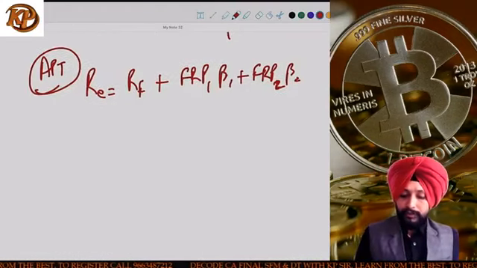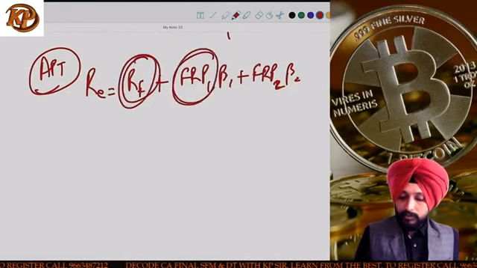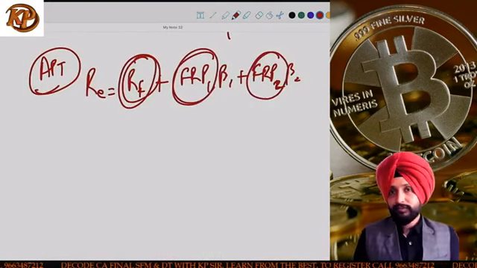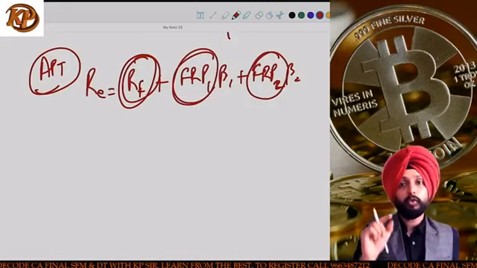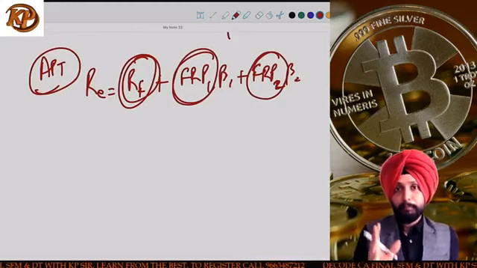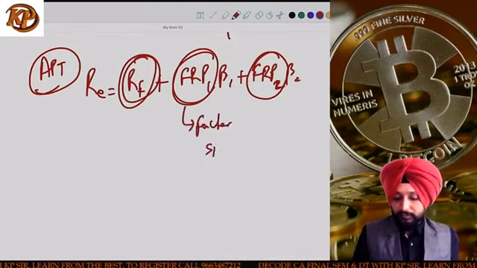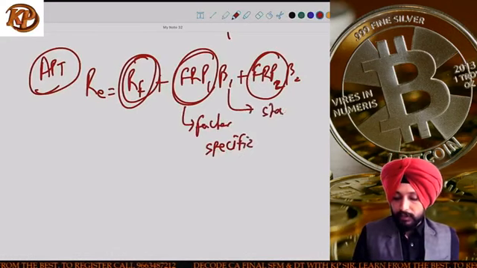So in this case, you need to remember one thing. The risk-free rate is going to remain the same for all the stocks. Factor risk premium is basically playing the role of the market risk premium, that is RM minus RF in the CAPM equation. Factor risk premium is factor specific, not stock specific. And beta is stock specific.